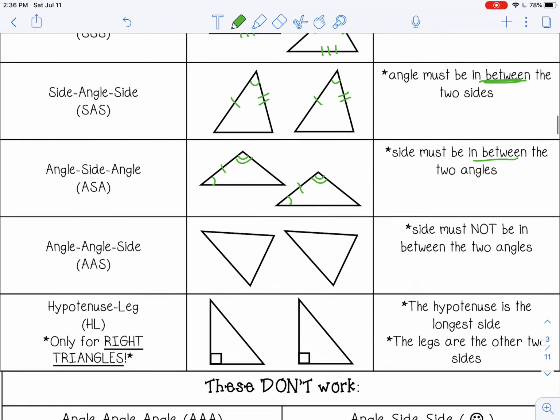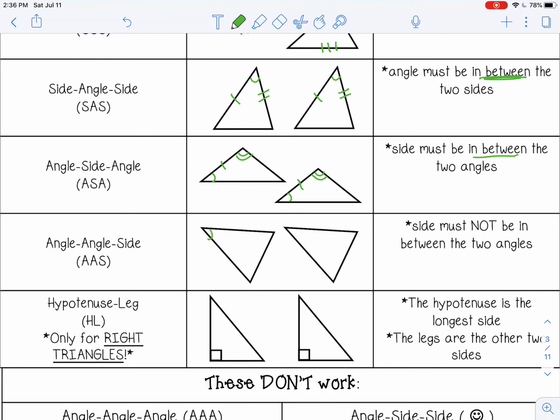The next one is similar. It's angle, angle, side. So in this case, the side is not in between the 2 angles. And you may want to write it like this, side, angle, angle. It means the same thing. This is just the standard way to write it, angle, angle, side, but they're the same.